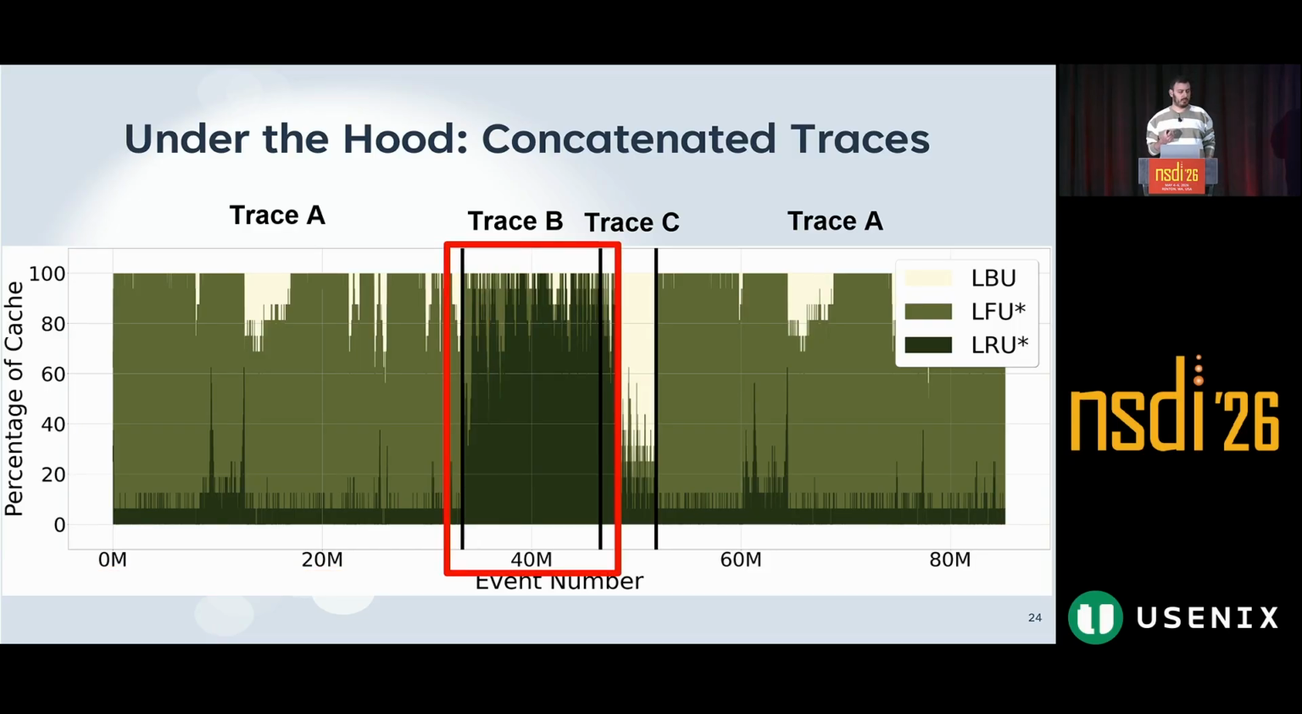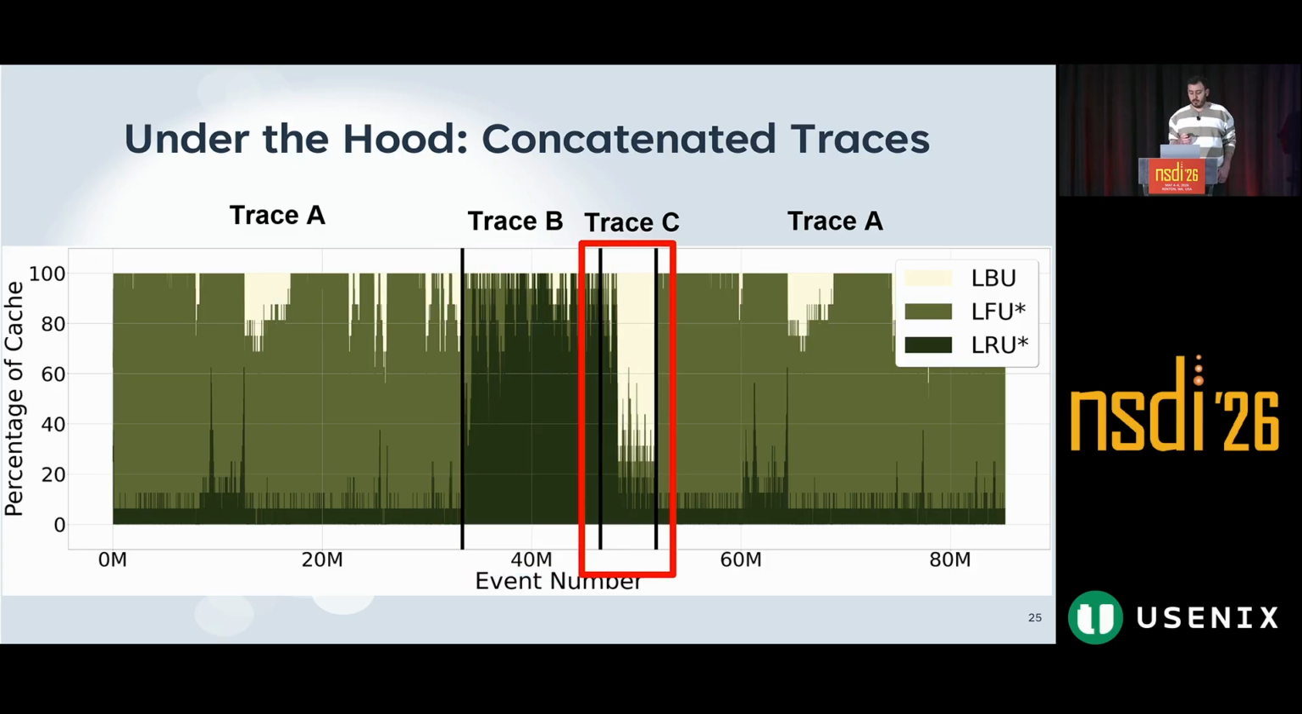When we move to trace B, it is very recency biased, so it rapidly changes to being only LRU. We get almost no LFU and LBU in this part, which means that we are trying to capture this locality. Trace C, on the other hand, is very bursty, so what we are getting here is a large LBU trying to capture the locality that is present in the workload right now.